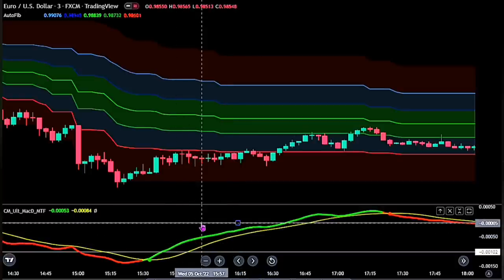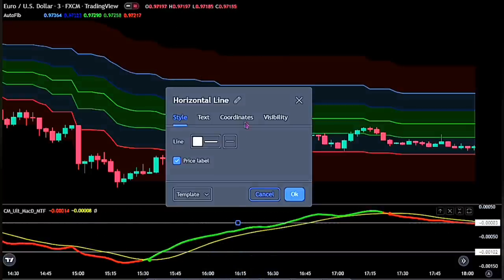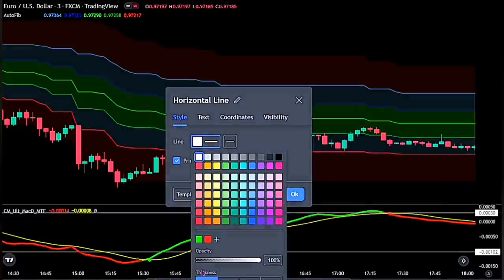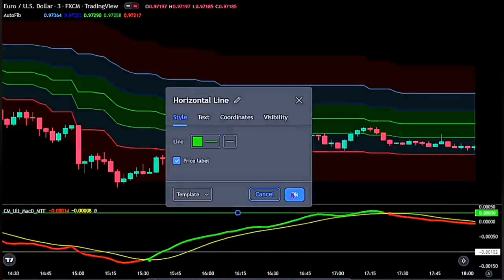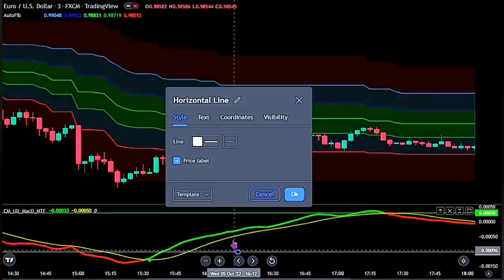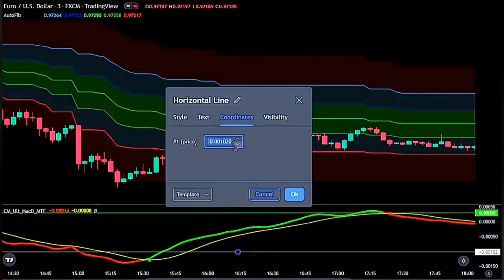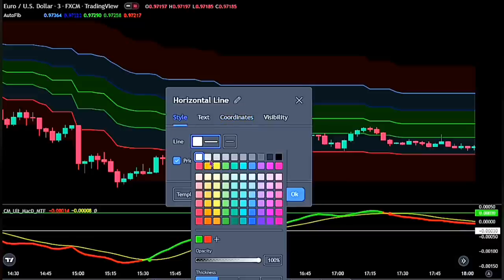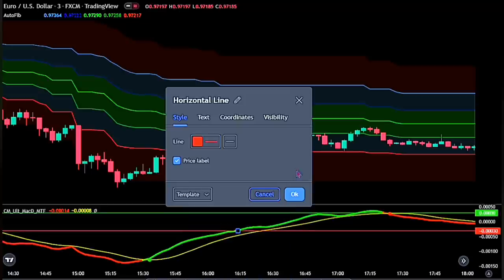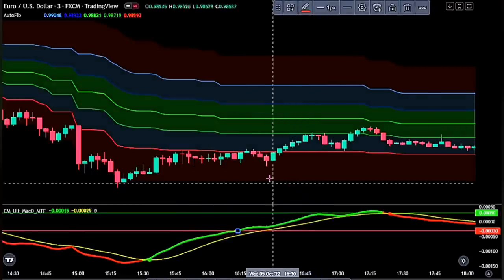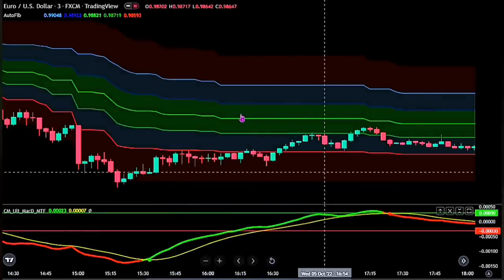Double click on the first band line. I want you to change the coordinates to 0.0003. Now on the style, change its color to green. Also double click on the second band line and change the coordinates to -0.0003. And on the style, change it to red. When you are done, click on the OK button. Now we are fully equipped with the settings.